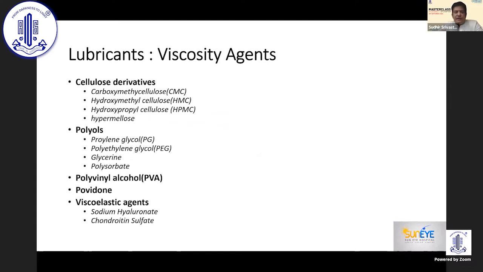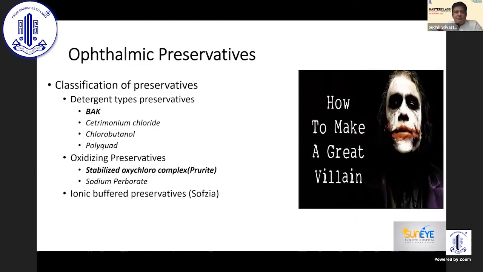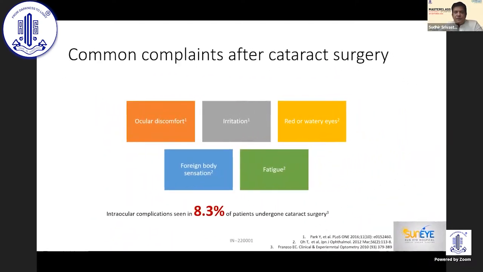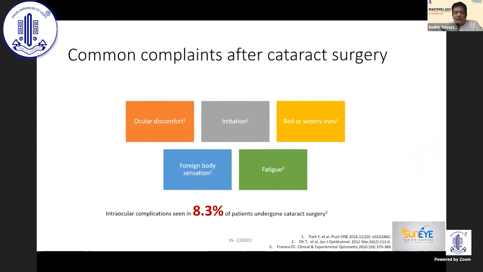Viscosity agents, I'm not going into detail because it's a full class, but preservative is the big problem. BAK is the most versatile villain. Now we have fluorides. They are quite surface friendly. So the common complaints after cataract surgery are ocular discomfort, irritation, red eyes, foreign body sensations, and fatigue.